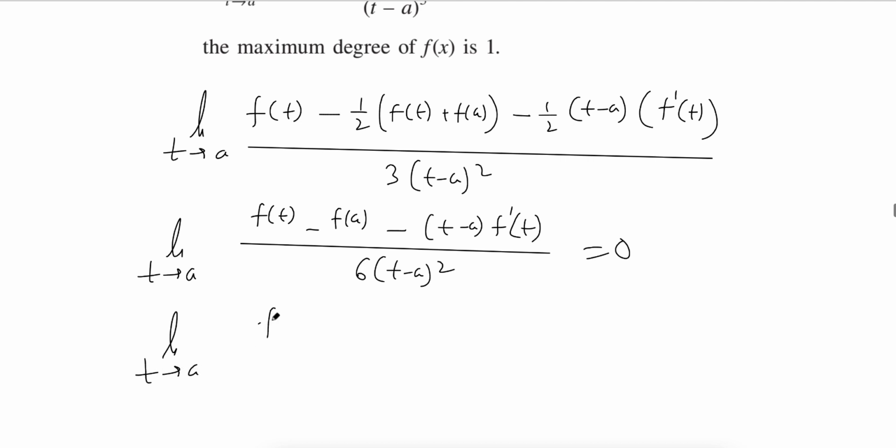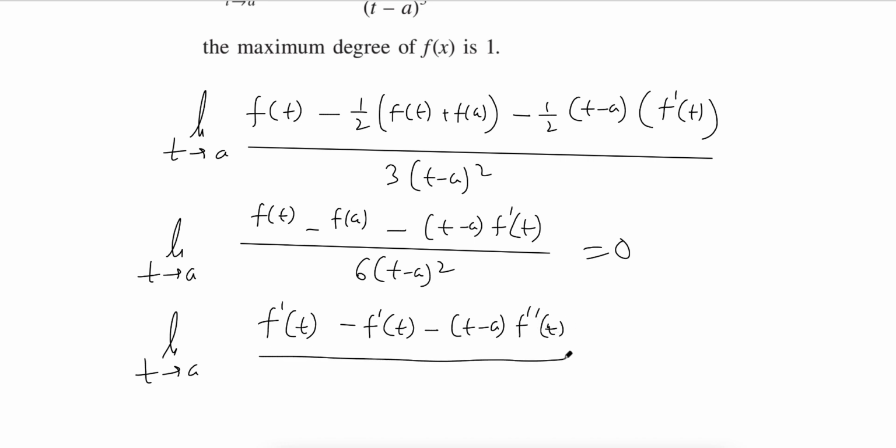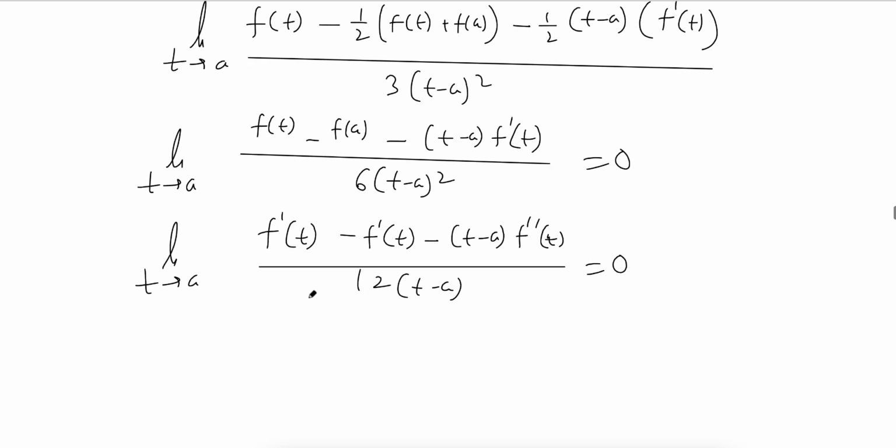As t approaches a, f'(t), this differentiation will become 0. t minus a differentiation is 1. So minus f'(t) into minus (t minus a) into f''(t), divided by 12(t minus a), equal to 0. Please listen. f'(t) cancels with f'(t), and t minus a cancels with t minus a. So the answer of this limit we got: f''(a) equal to 0. f''(a) equal to 0.